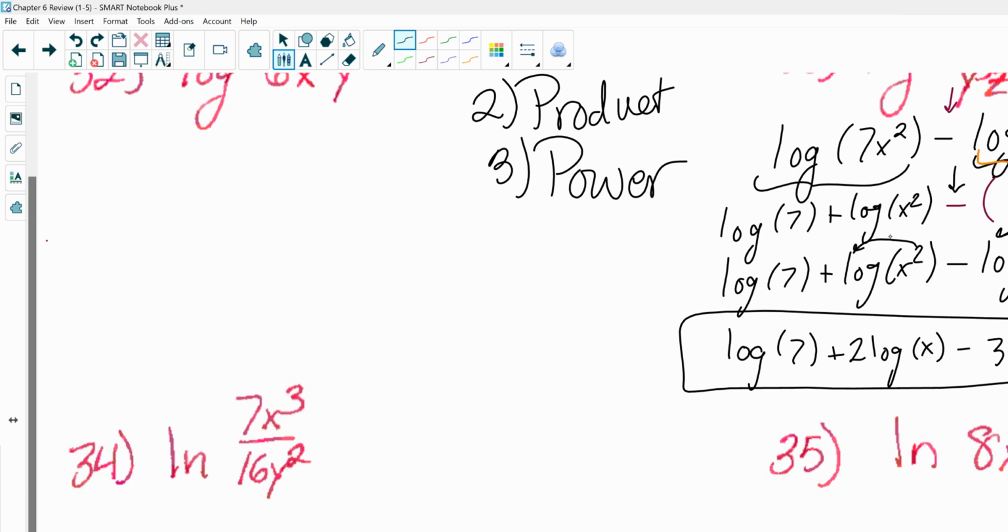Questions on this here? You good with this here? Yes? Any questions on any of this so far? Over here. Which one do we want to look at next? 34.